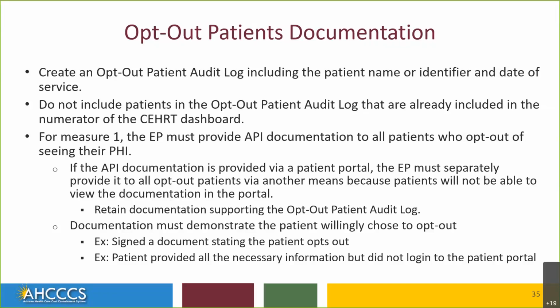The documentation must demonstrate the patient willingly chose to opt out. And we have a few examples of that. First example is that the patient signed a document stating the patient is opting out. The second example is the patient provided all the necessary information but did not log into that patient portal. So you set it up, that information is sitting in that patient portal, but the patient never logged in, so they never were potentially included in the numerator.